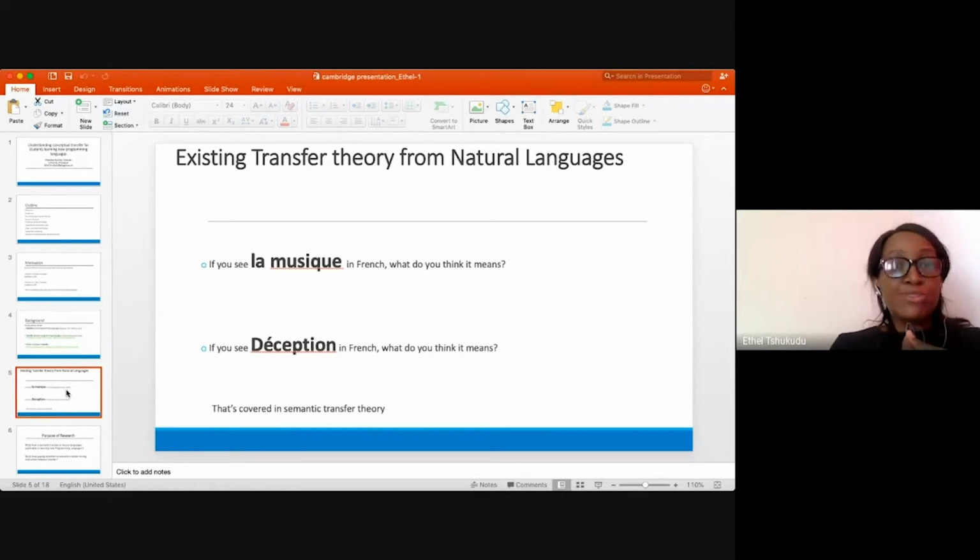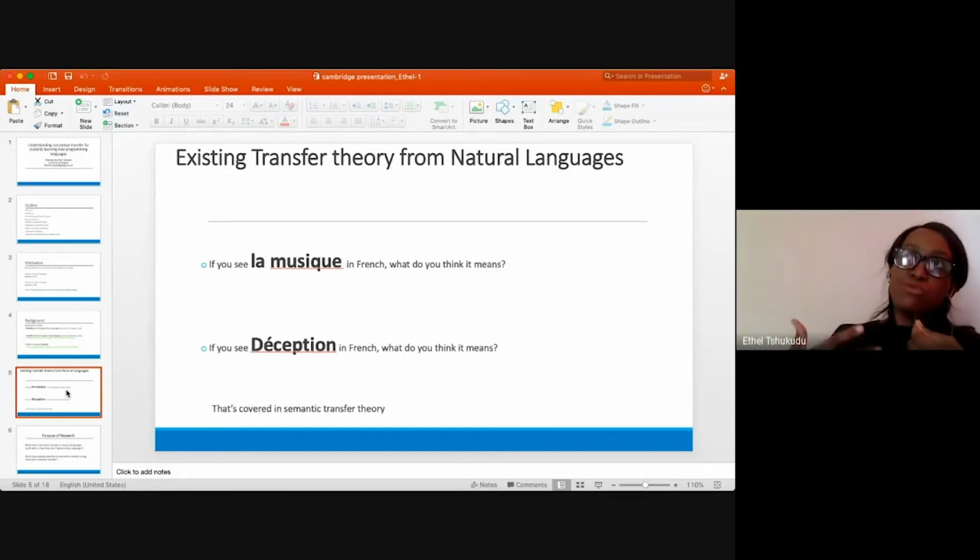So going back to La Musique, I guess people who don't know French in this group might have guessed it could mean music in English, and they are correct. But then if anybody thought the second one means deception in English, then they are wrong. It actually means disappointment. So we have lots of psychology research that talks about how people understand things based on similarities.